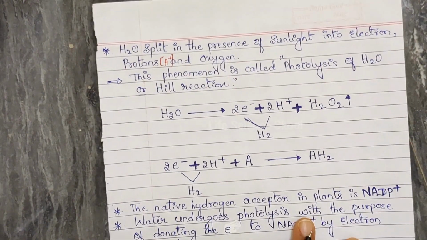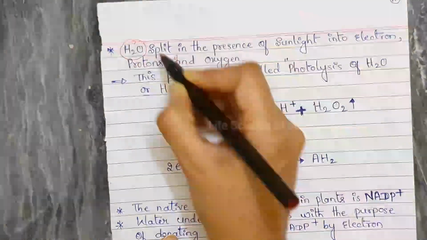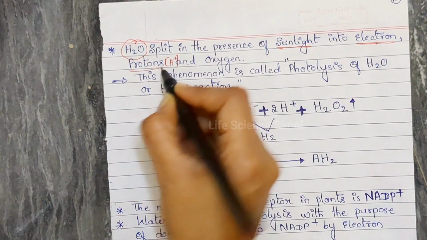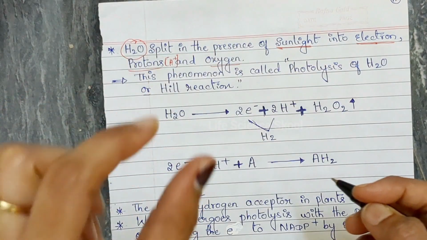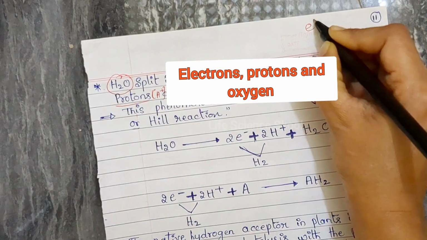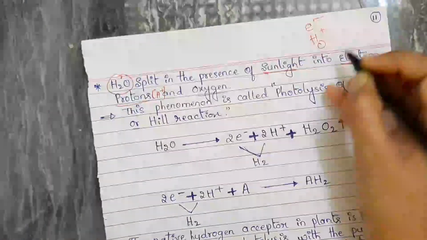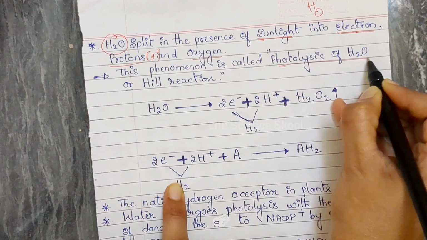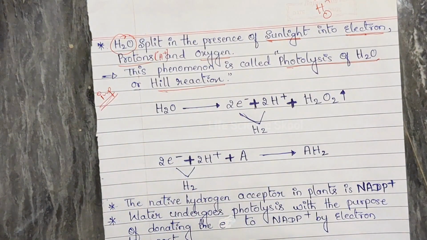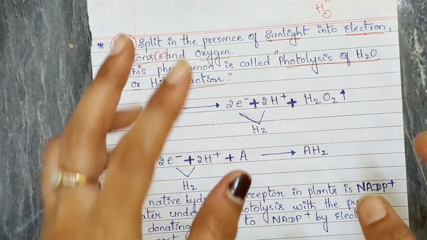Now moving on to the next point. Here I'm going to explain how photolysis happens. Water, H2O, splits in the presence of sunlight into electrons, protons and oxygen. This phenomenon is called photolysis of water or the Hill reaction. So this is important: what is the Hill reaction or photolysis of water? Very easy. Water splits into electrons, protons and oxygen in the presence of sunlight.